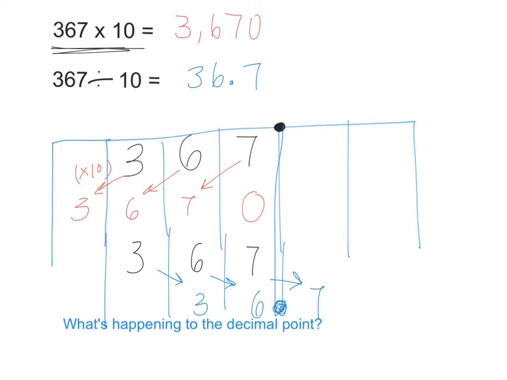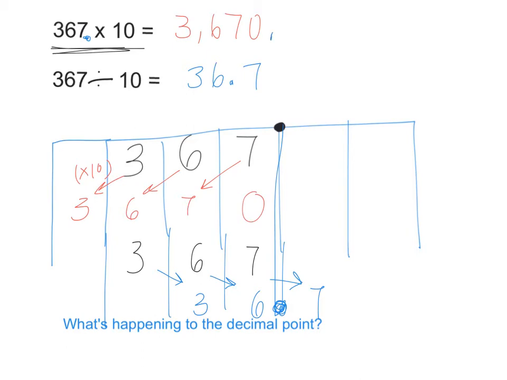Okay? Now, taking a look at the problems here, in my original number, 367, is there a decimal point? No. So where is the decimal point? It's invisible, but it's there. So Natan, where is it? It's after the 7. Okay? And in our answer, is there a decimal point? No. It's there. You just can't see it. Where should it be? After the 0.